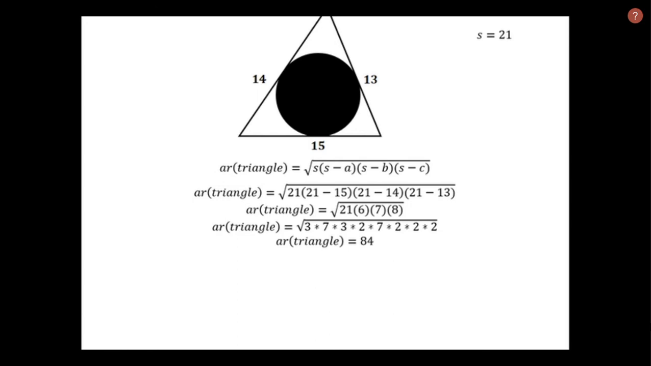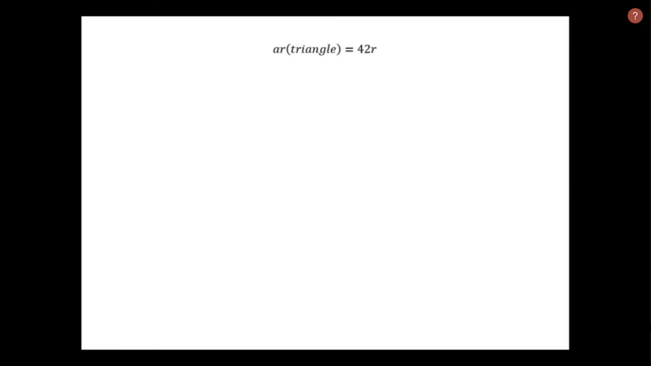Now we know everything that we need to find the answer. The area of the triangle is equal to 42r, that is our equation 1, and the area of the triangle is equal to 84 that we found from Heron's formula. So 84 is equal to 42r, so r is equal to 2.